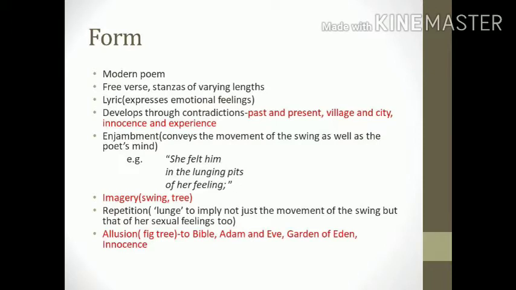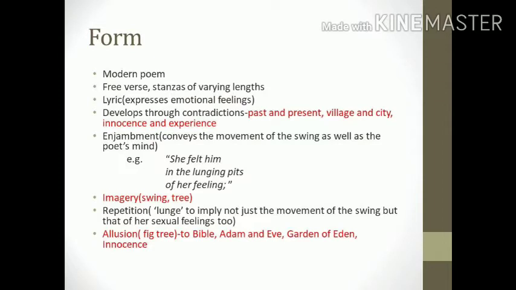The poem develops through contradictions like past and present, village and city, innocence and experience. The first part of the poem is written in past tense and the second part is written in present tense. The first part deals with village and the second part deals with city. The first part is about the innocence of childhood and the second part is about experience and maturity.